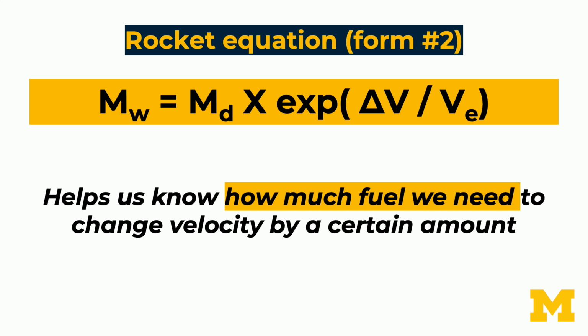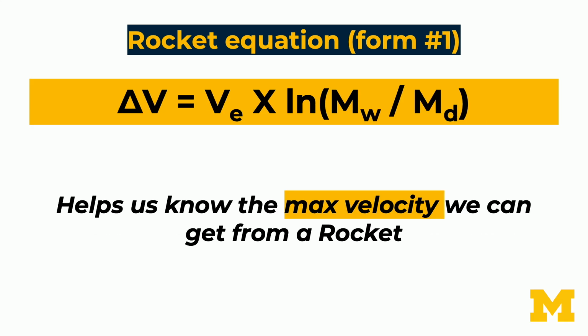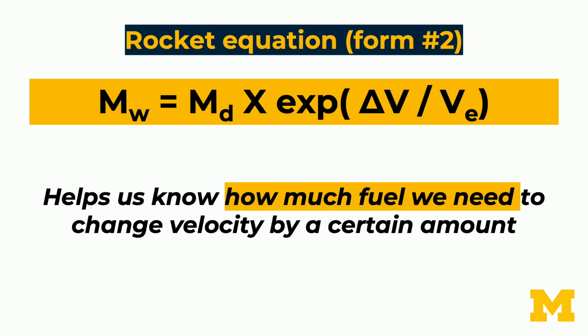So then you can calculate the wet mass given the dry mass of the rocket times the exponent, exp, of the delta V that you need divided by the exhaust velocity. So form 2 helps you determine how big of a rocket you need or how much fuel you need in that rocket that you have. Form 1, on the other hand, tells you whether you can perform a maneuver. It tells you the delta V that you're going to get out of a given rocket. So these two forms are sort of mirror images of each other.